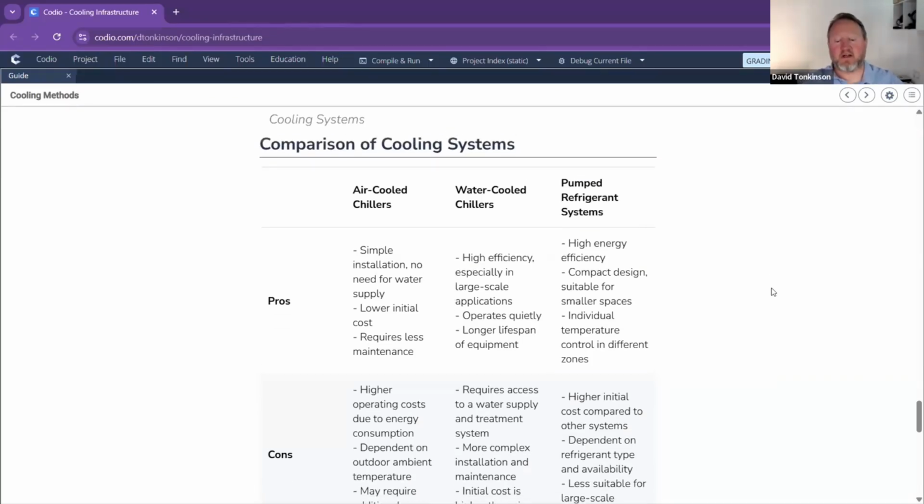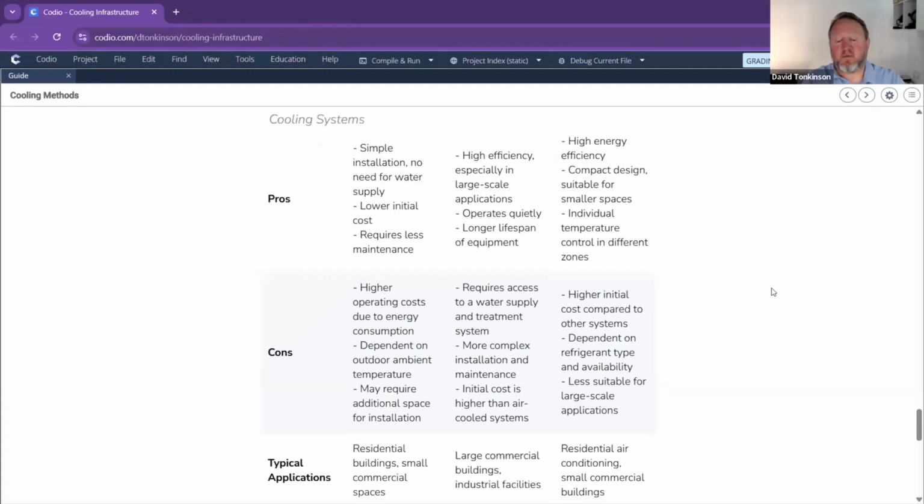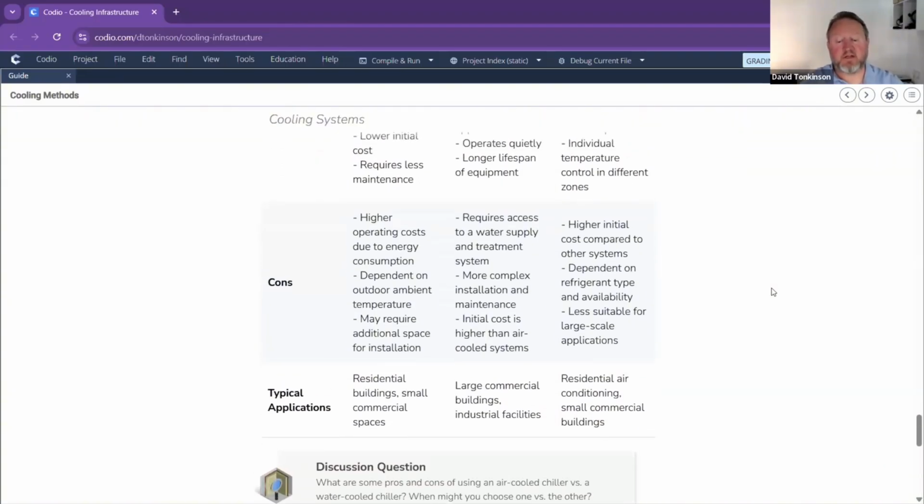Okay, so air-cooled chillers. Pros, they're simple installation. No need for a water supply. Okay, pumping water around is obviously good fun, isn't it? There's low initial cost for it. It requires less maintenance. Some of the bad things on it: higher operational costs due to energy consumption. Okay, depends on outdoor ambient temperature a lot more. May require additional space for installation. Okay, they are typically put in residential buildings and small commercial spaces.